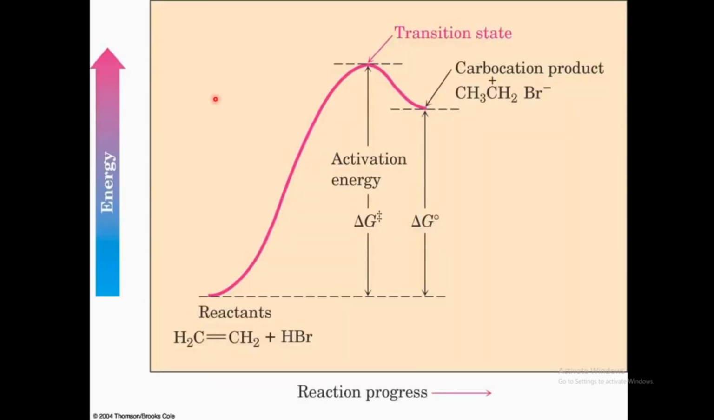Here is the energy profile of the addition of HBr to the alkene. Reactants are lower in energy, products are higher in energy. There is the transition state, which closely resembles the product. This is the carbocation product, and this is the intermediate. This is the activation energy, delta G. On the y-axis we have the energy profile, and on the x-axis we have the reaction coordinate.